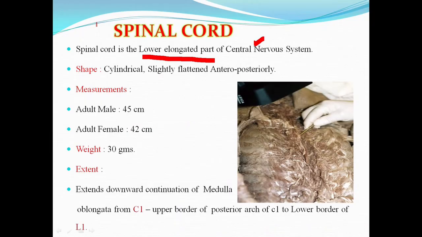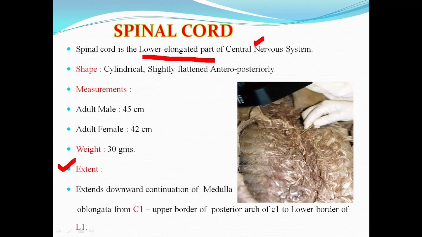The spinal cord is cylindrical and anteroposteriorly it is flattened. When you see the measurements, it will be male 45 and female 42 centimeters in length, and weighs about 30 grams.